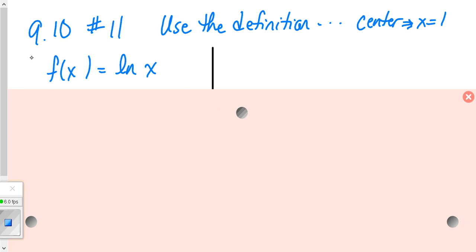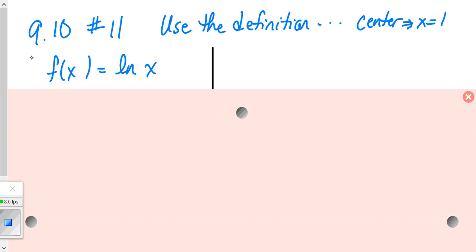Hello, this problem is lesson 9.10, problem number 11. The directions say to use the definition of Taylor series to find the Taylor series centered at the given value c for the function. The function given in this problem is natural log of x. The center that is specified is x equals 1.